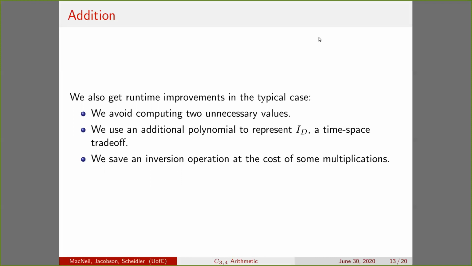We also save an expensive inversion operation at the cost of some multiplications by doing a variation on Montgomery's trick, and we'll argue soon that this inversion trade-off for multiplications is actually worthwhile.